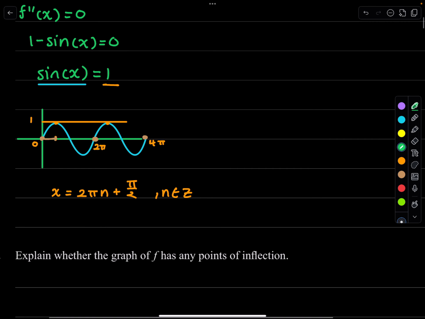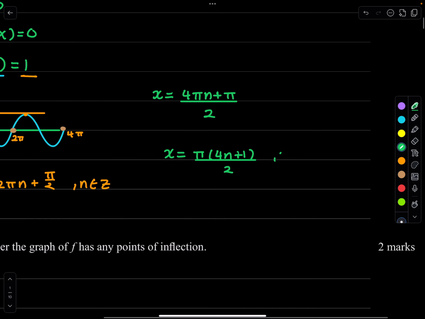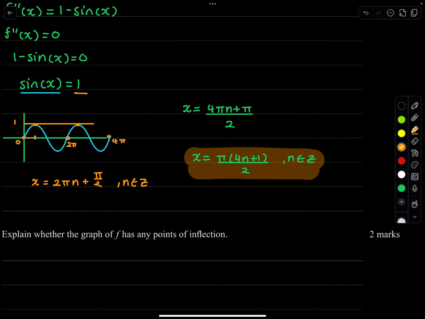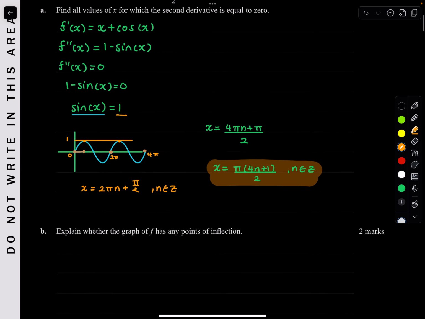So let's write it nicely. So x is equal to 4 pi n plus pi on 2, and of course take a common factor. So x equals pi times (4n plus 1) all over 2, where n is an element of all integers. That is it. Really, really nice question to start the exam. All right, perfect. Done. Next question.